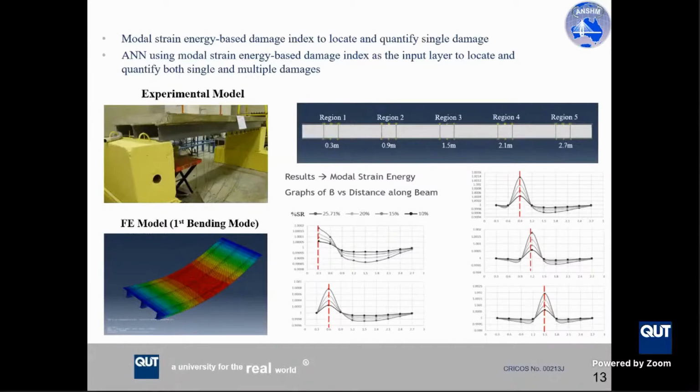Therefore, we use the modal strain energy damage index as the input to the ANN, and the output will be the location and severity of the damage. And we achieve accurate results with this approach, which has not been shown here, but we have published some papers on this.